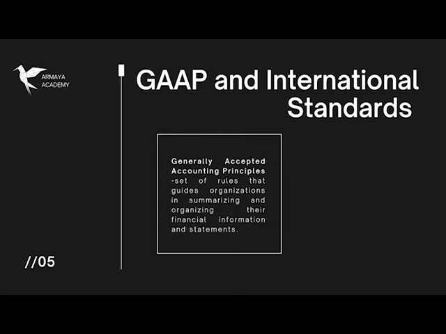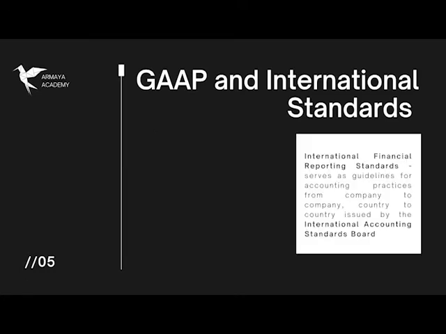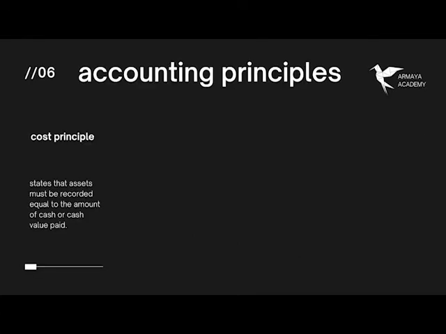This is the commonly followed rules of accounting from one organization to another, whereas the International Financial Reporting Standards serve as the guidance for accounting practices from company to company, country to country. So this is issued by the International Accounting Standards Board. So this is to standardize accounting regardless of country. So now, aside from these rules and standards to follow, we also have accounting principles and accounting assumptions to guide us. Let's first talk about accounting principles.